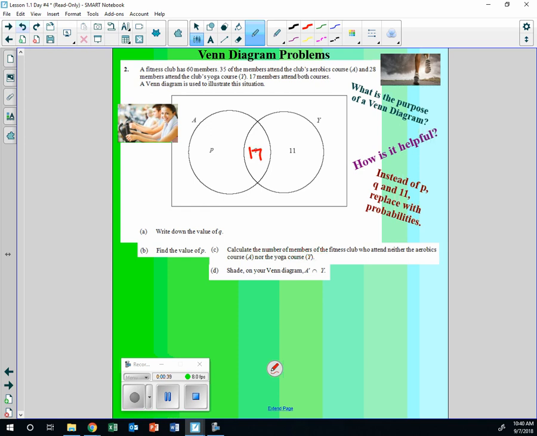17. Because these two have to add up to 28. So 17 are in both, and you know that you're right. So write down the value of Q. Q is 17. Now to find P, these two have to add up to 35 in aerobics. So if we took 35 minus 17, what do you get? 18. So P is equal to 18.